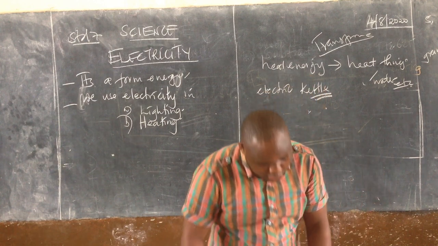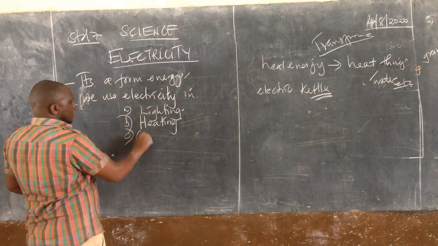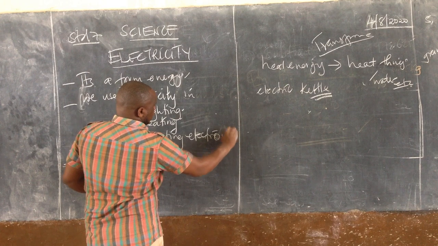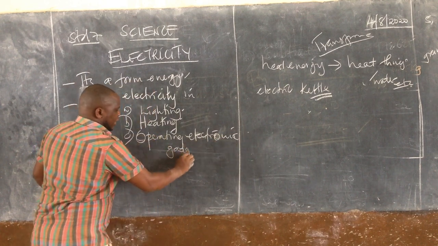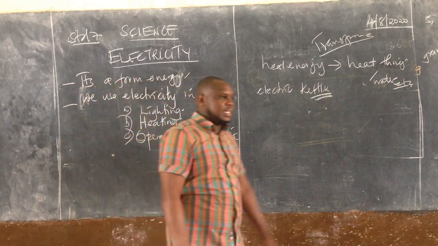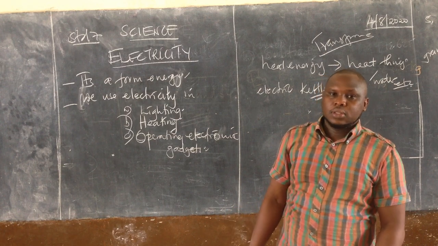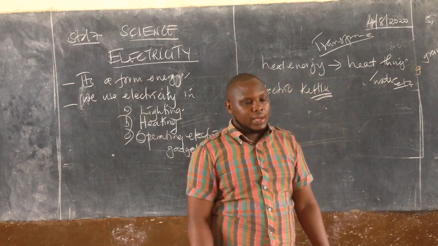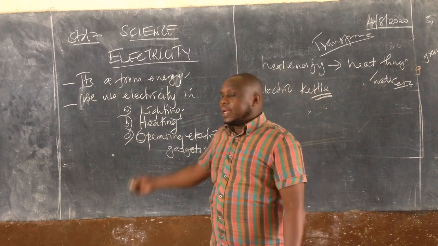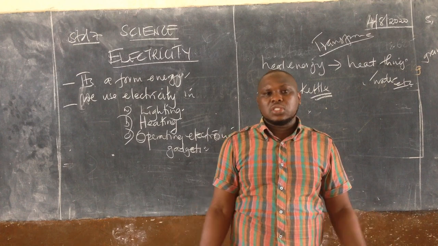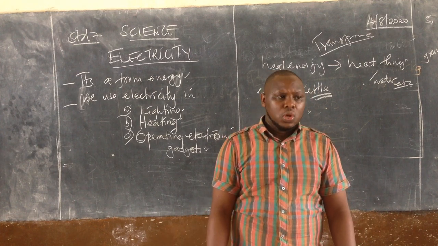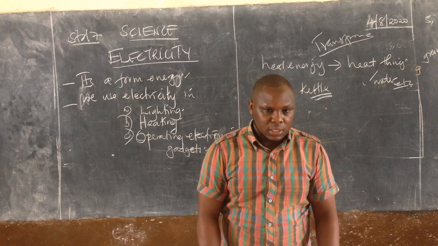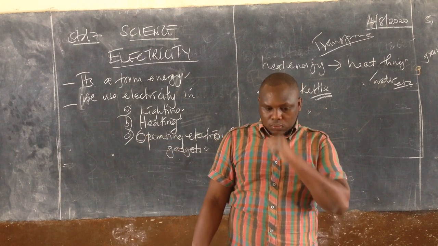We also use electricity in operating electronic gadgets. Anything that uses electricity, name them. Number one, you can have the phones, the handsets. The phones are using electricity. If there's no electricity, you are going to stay offline. We also use electricity to operate TVs. Without electricity, the TV at home is not going to run, and so you're not going to watch anything. We also use electricity in radios. There are those radios that use dry cells, and there are also those that use electricity. They have a port to connect electricity, and it's going to work.